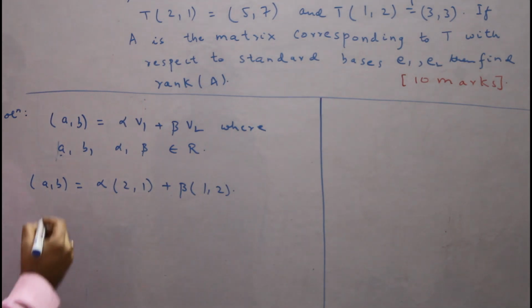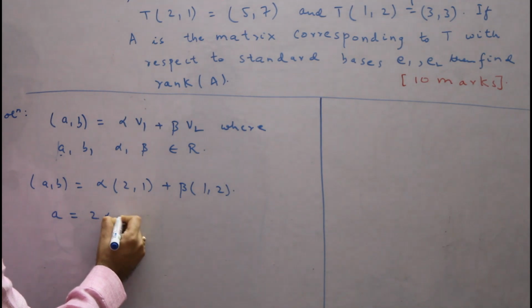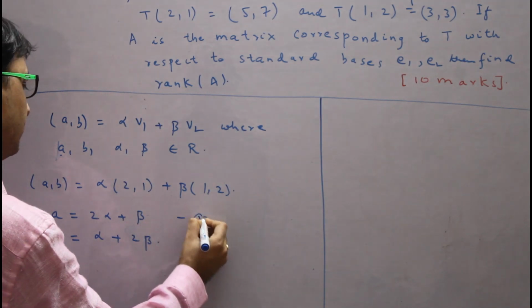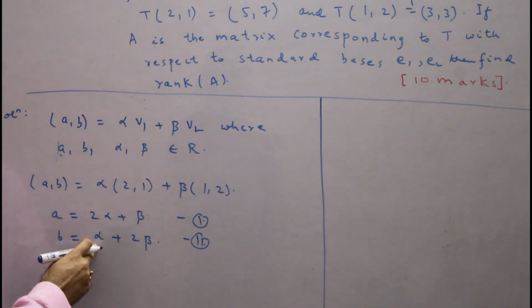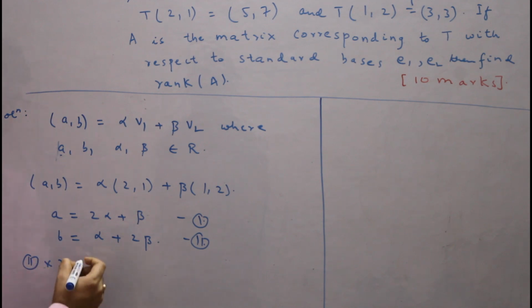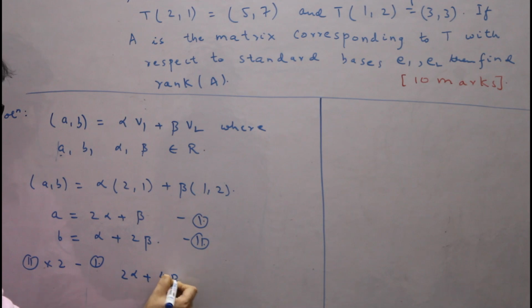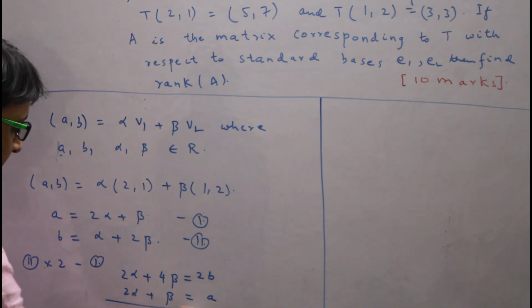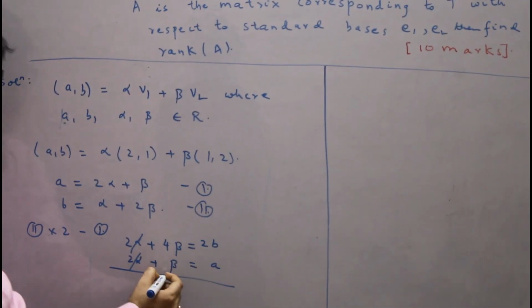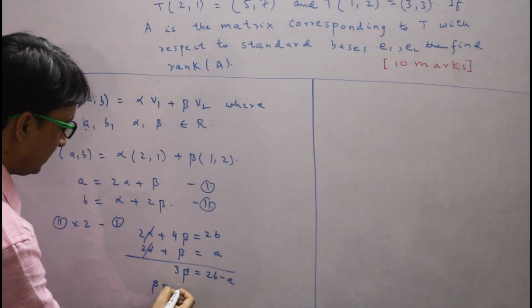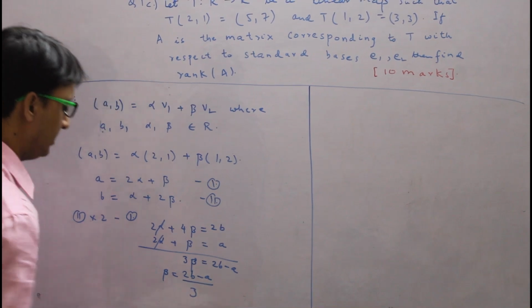So from this we can find our two linear equations. a is equal to 2 alpha plus beta and b is equal to alpha plus 2 beta. If we call these equation 1 and 2, we can multiply equation 2 by 2 and subtract equation 1 from it. So this becomes 2 alpha plus 4 beta is equal to 2b, and this becomes 2 alpha plus beta is equal to a. So the alpha terms get cancelled, and we get 3 beta is equal to 2b minus a. So beta is equal to (2b minus a) divided by 3.